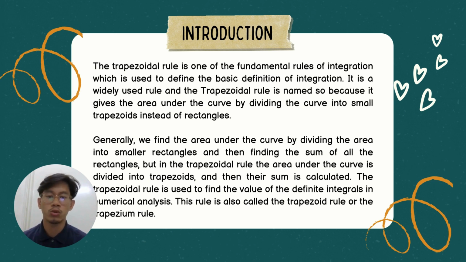What is the trapezoidal rule? The trapezoidal rule is one of the fundamental rules of integration, used to define the basic definition of integration. It is a widely used rule. It is named so because it gives the area under the curve by dividing the curve into small trapezoids instead of rectangles. Generally, we find the area under the curve by dividing the area into smaller rectangles and then finding the sum of all the rectangles.